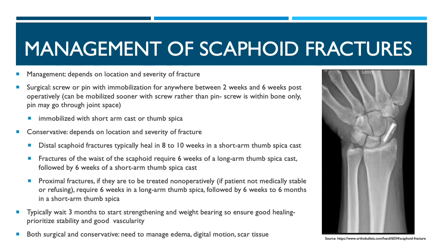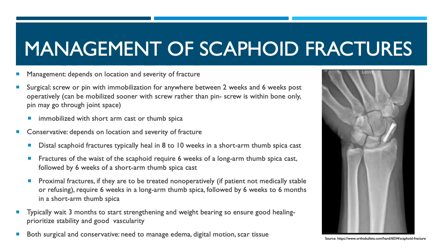The conservative management of a scaphoid fracture, even if it is a distal pole, which has better blood supply, is going to be pretty slow. So it's going to take 8 to 10 weeks to heal for a distal pole. If it's the waist of the scaphoid, it'll be 6 weeks in a long arm thumb spica. So what that means is the elbow is immobilized as well, followed by 6 weeks in a short arm spica. The proximal pole fractures, remember, these really don't have good blood supply, so typically these will be surgical repairs, but for whatever reason, if they're refusing or they're not medically stable or whatever else is going on, it'll be 6 weeks in a long arm and then 6 weeks up to 6 months in a short arm thumb spica, just kind of waiting around for that bone to heal.